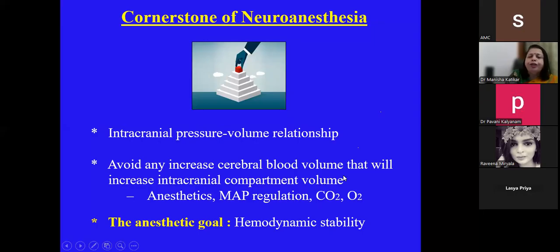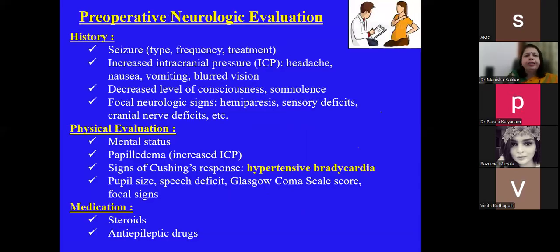We have to avoid hypercarbia. Again, why hypercarbia? Because if there is hypercarbia, it will increase the cerebral blood flow. And we have to avoid hypoxia. This is again important because it will increase the cerebral blood flow. So all these things are in our domain. We anesthesiologists are managing various drugs. Various monitors are there to tell us about hypoxia or hypercarbia, and we have to monitor the mean arterial pressure judiciously. So our main goal is to maintain hemodynamic stability throughout.